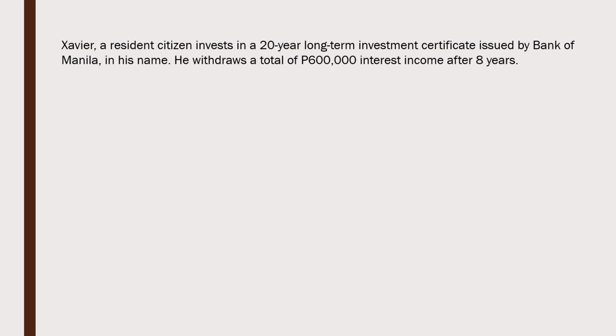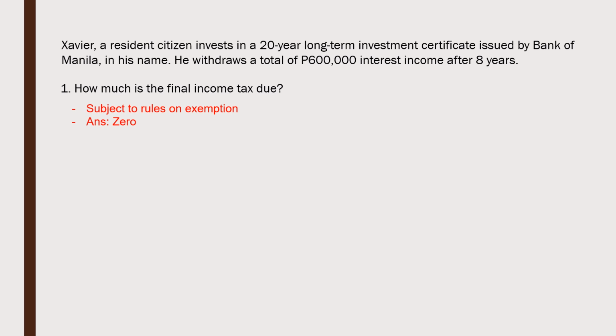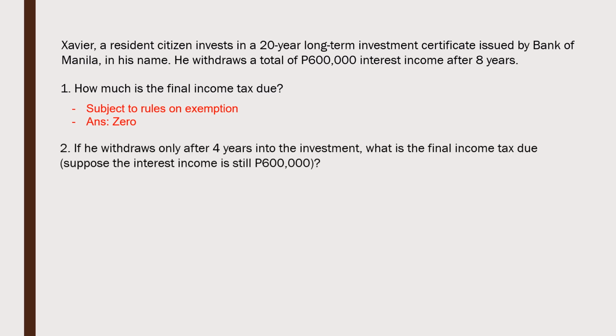Xavier, a resident citizen, invests in a 20-year long-term investment certificate issued by Bank of Manila in his name. He withdraws a total of 600,000 interest income after 8 years. So this is also long-term, but unlike the previous problem, the investment is registered in Xavier's own name. So how much is the final income tax due? This will be subject to rules on exemption, and therefore the answer is 0 or exempt.